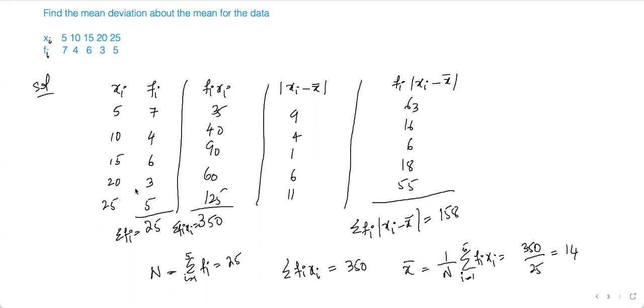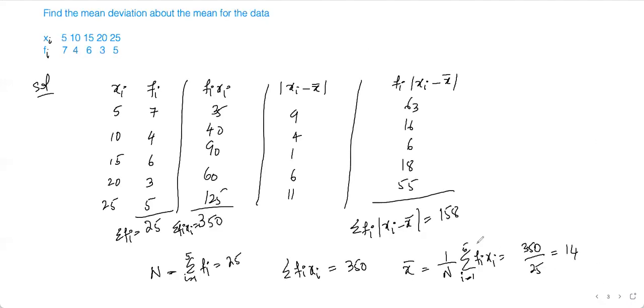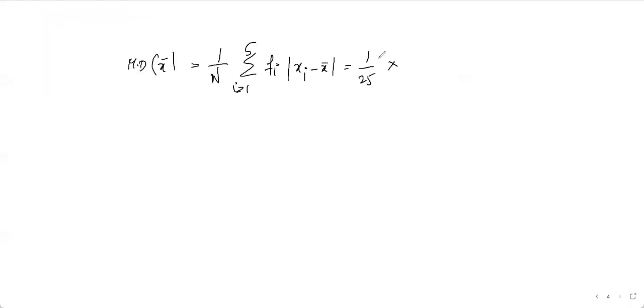Now the mean deviation about x bar is 1 by n times the summation of i equals 1 to 5 of fi mod xi minus x bar. The summation of fi mod xi minus x bar, we got as 158. So 158 by 25 gives 6.32.